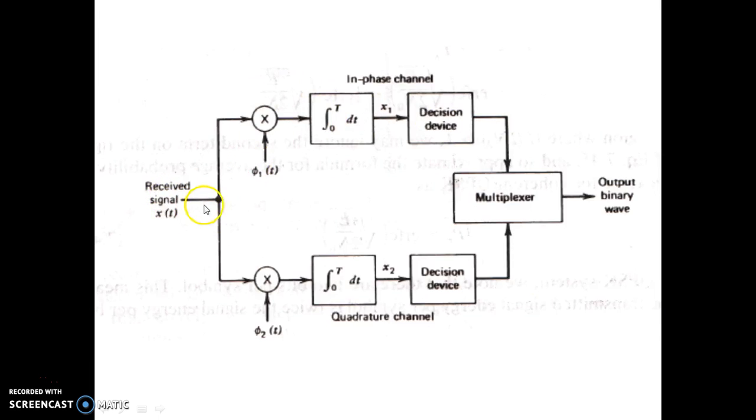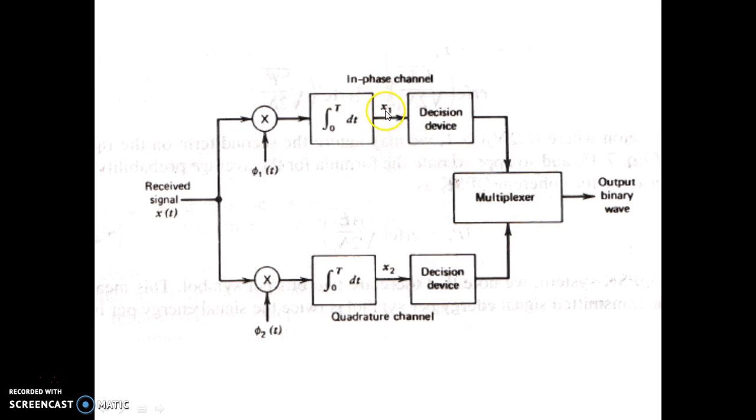In the receiver, the received signal is multiplied. This is a bank of correlators. There is one correlator here, the second correlator here. The first correlator will give you the output x1, the second correlator will give you the output x2, and then there is a decision device. Remember that this much part is the same as your BPSK detection scheme. So here you have two carriers. You have two correlators here, phi1 of t and phi2 of t.